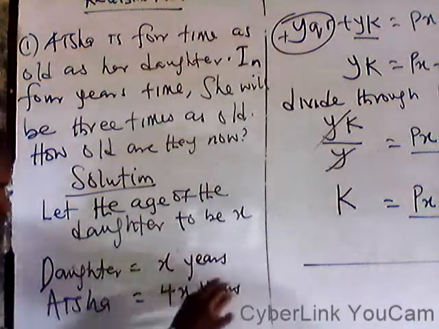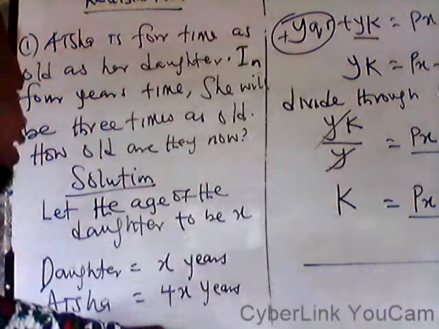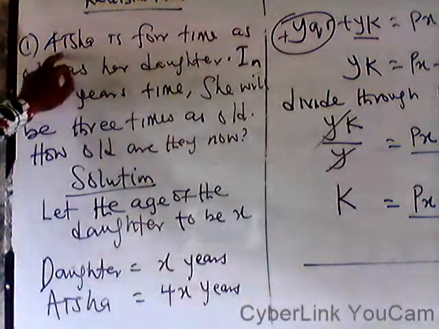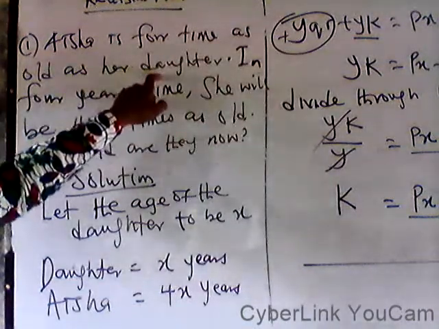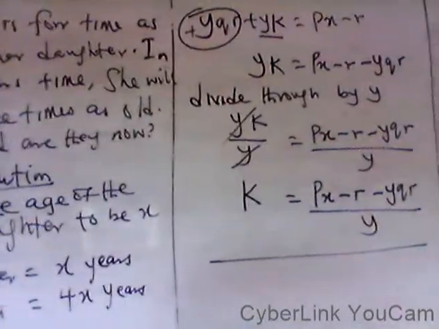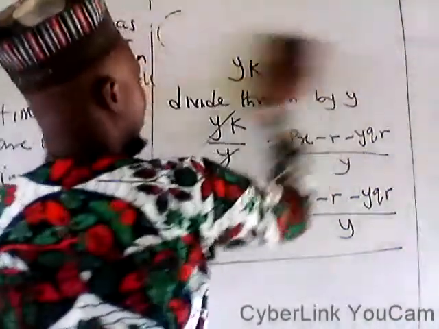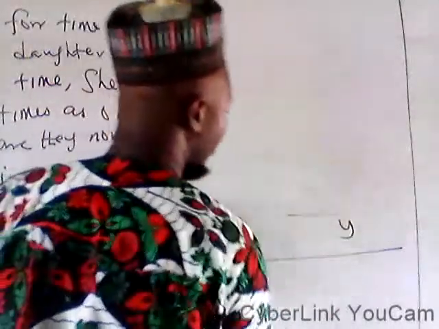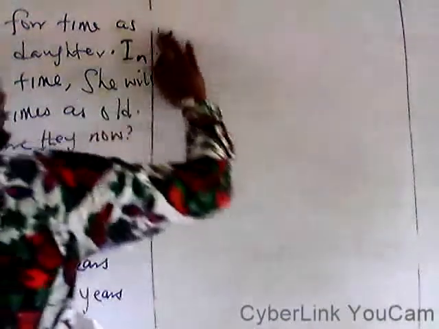Then mother, Aisha, is 4x years, right? So that is what we get from the first statement, where we are told that Aisha is 4 times as old as her daughter. So let's proceed to the second statement. In the second statement, we are told that in the next 4 years, that is in 4 years time, what will happen?